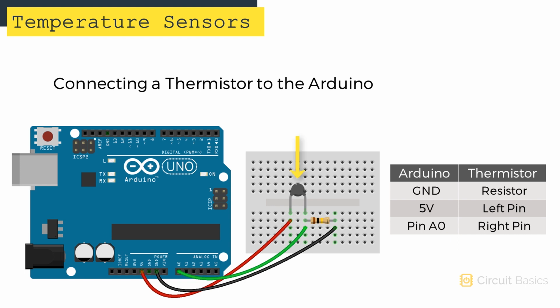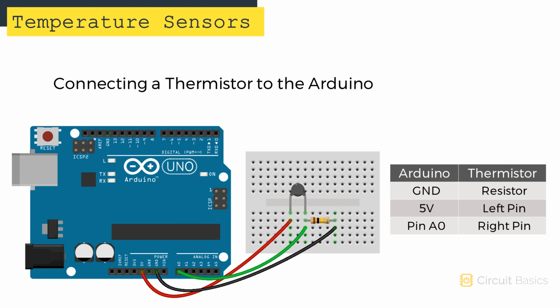Here's the thermistor, and here's the resistor. One tricky thing about this circuit, though, is that you have to be sure that the resistor here is the same resistance as the R25 value of your thermistor. For example, if you have a 10 kiloohm thermistor, this resistor needs to be 10 kiloohms. If you have a 100 kiloohm thermistor, the resistor needs to be 100 kiloohms as well.